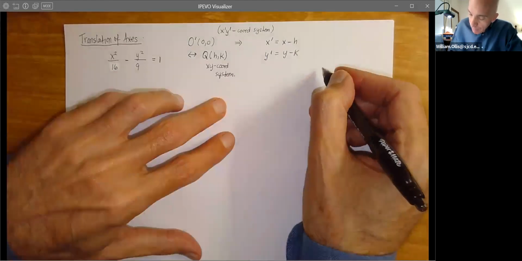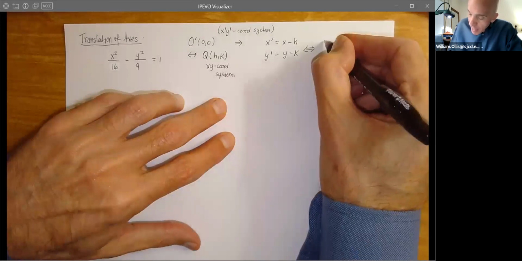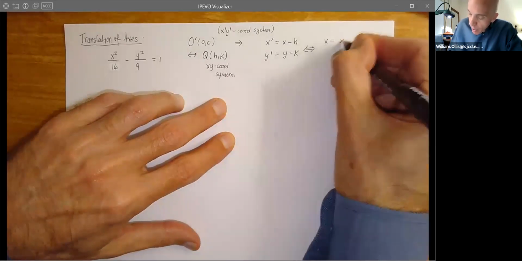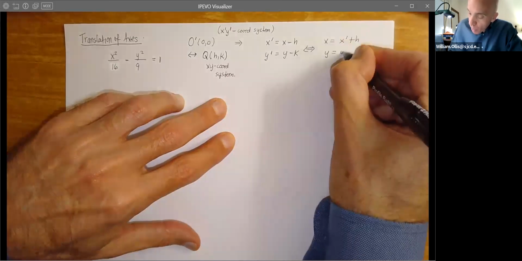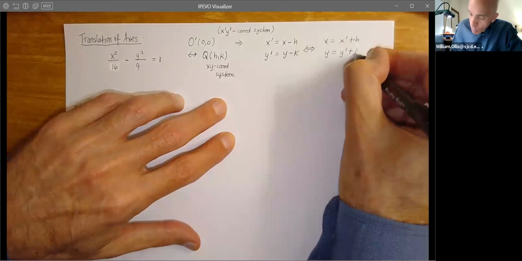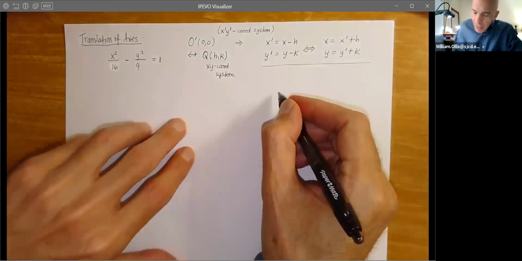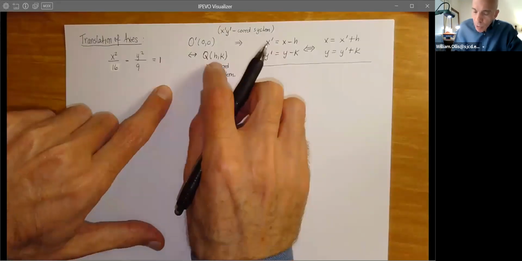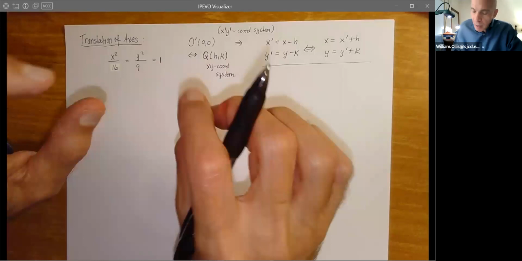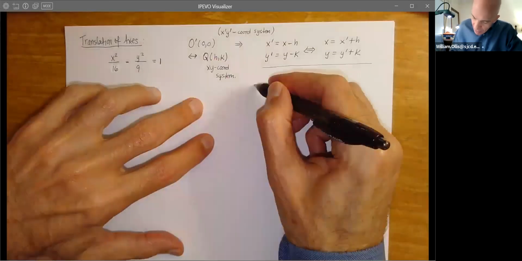Or equivalently, we could solve for x: x is equal to x prime plus h, and y is equal to y prime plus k. And we would call these the translation equations. So thinking about that, we're like, okay, we'll say this is our new point in our old system. So we're thinking we've got something like this.